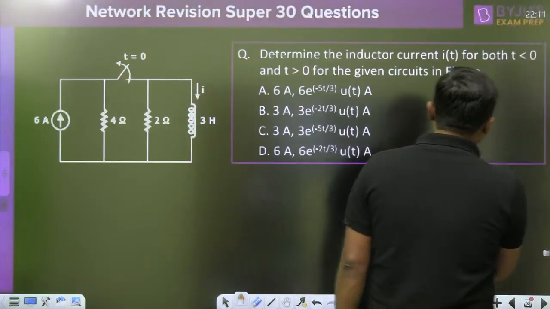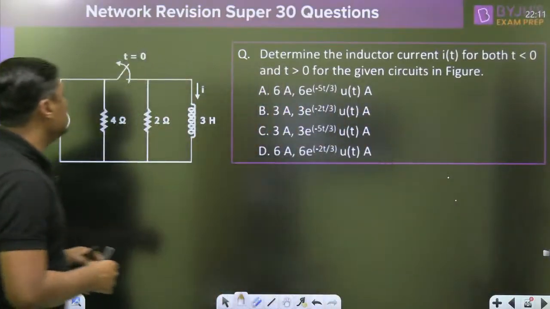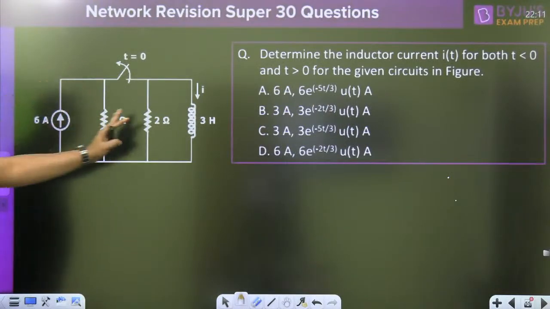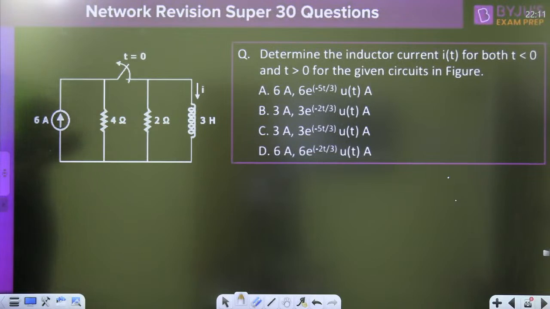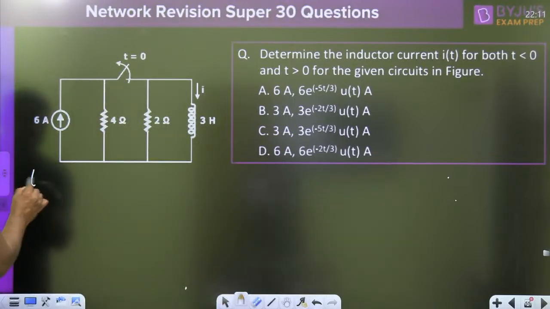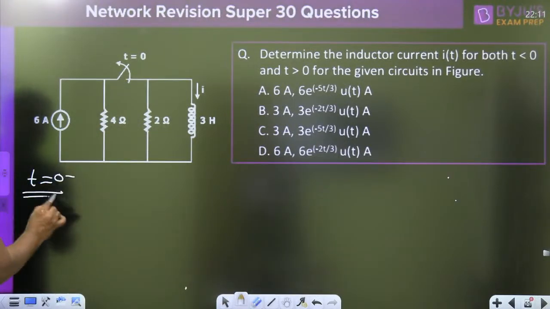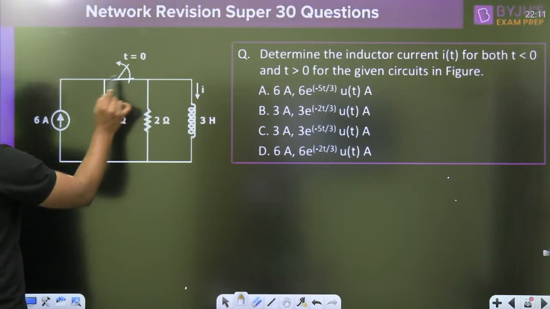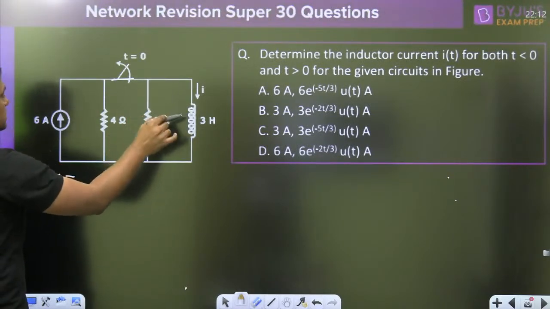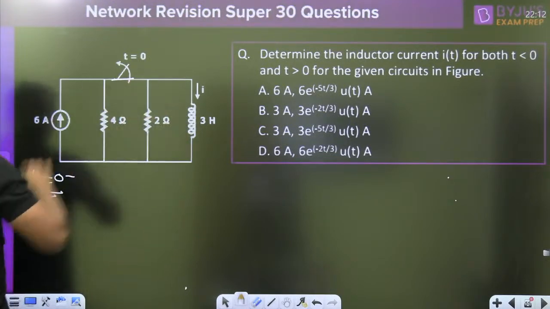Yes, you are giving the answer for this question is what? D. Yes, always remember exactly at t equal to 0 the switch is open. Now it will become source free. Determine the current through the inductor for both t less than 0 and t greater than 0. Always remember, for t less than 0 means t equal to 0 negative. Circuit is in steady state, switch is closed. Inductor will act as what? Inductor will act as short circuit. The 6 ampere will pass through the inductor.